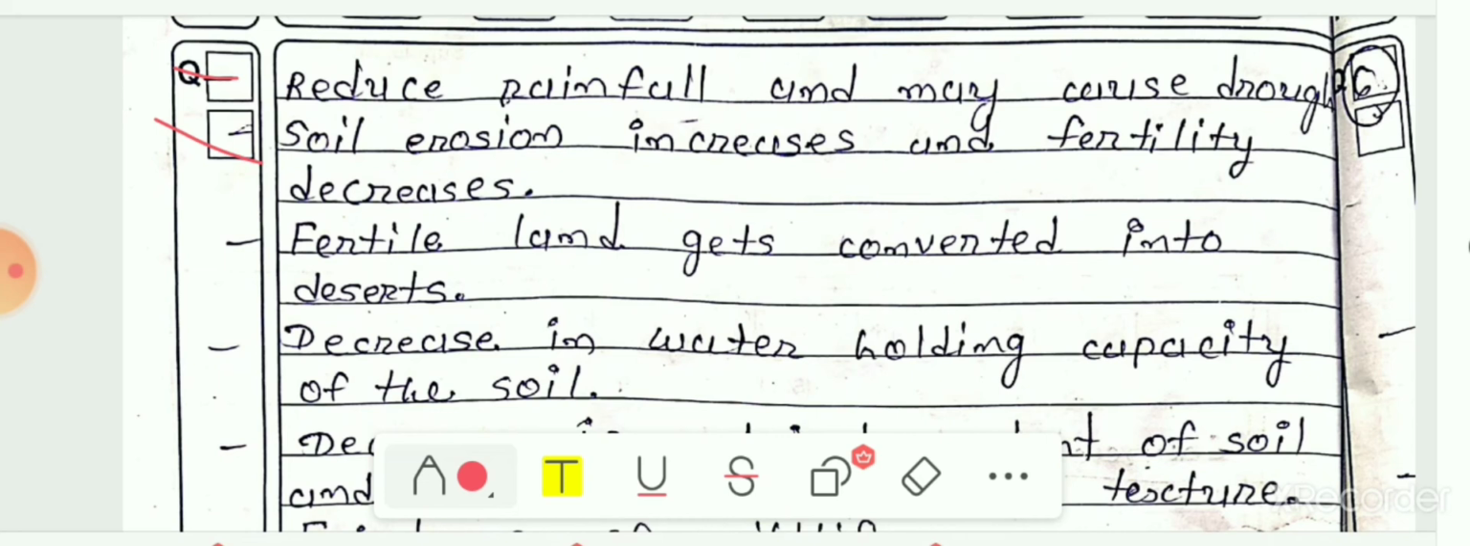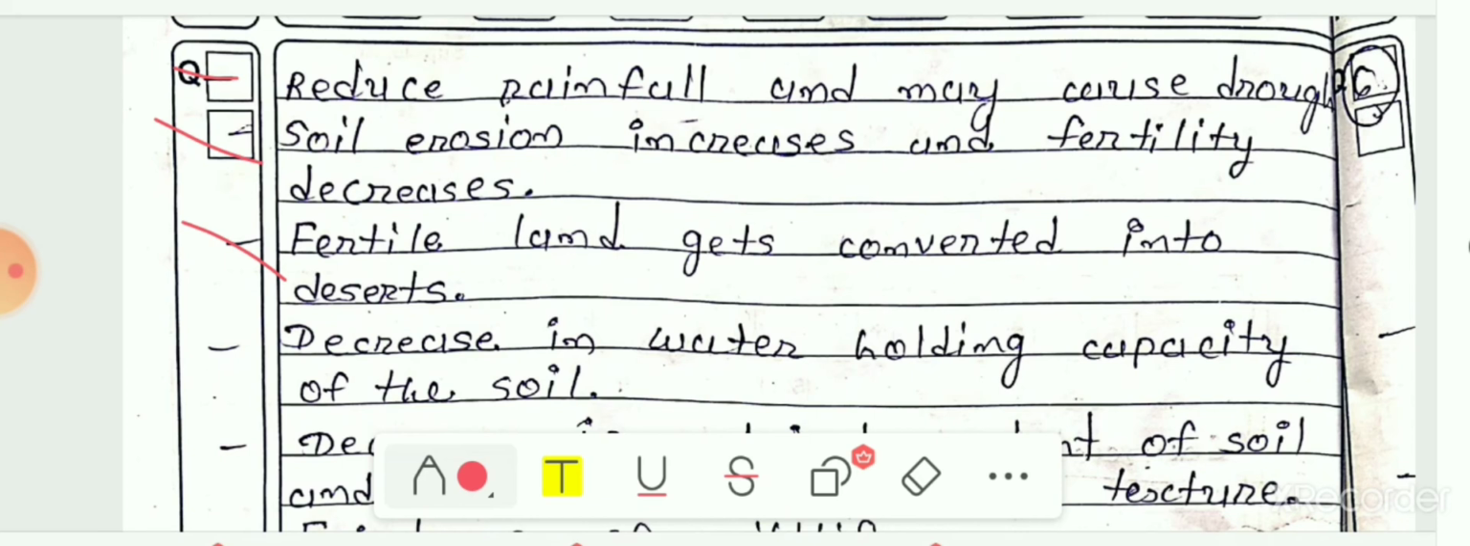As we know, the roots of the plants hold the soil particles tightly. But if the plants are not there, then because of high rainfall, soil erosion may occur. So if there are no plants, or the number of plants is reduced, then the soil erosion will increase, and in the end the fertility of the soil will decrease.